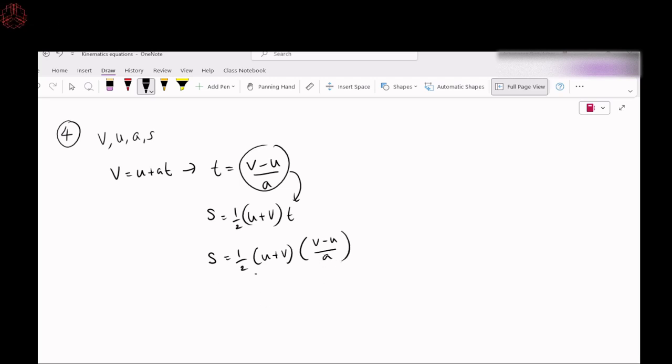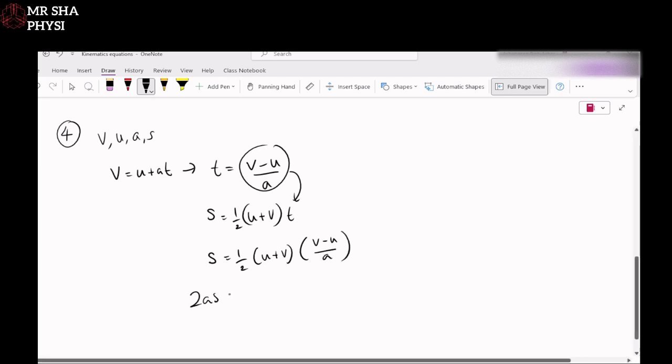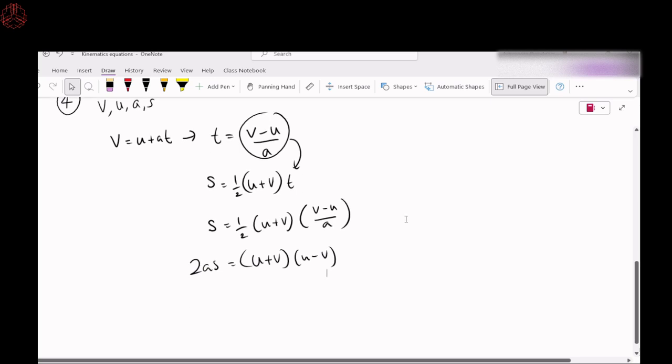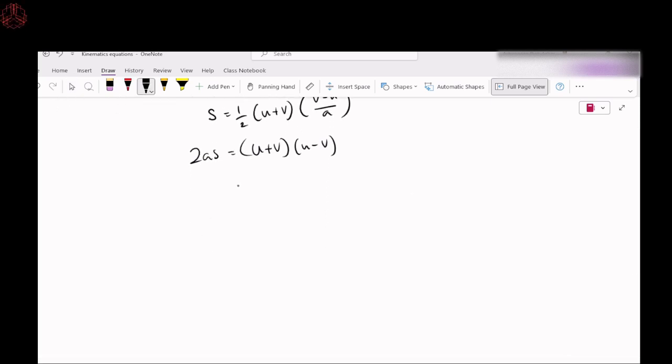So I'm going to have 2as equals u plus v times v minus u. Those who are a bit more keen on mathematics will notice that this is equal to v squared minus u squared. So 2as equals v squared minus u squared. If I rearrange that, I'll have, again an equation that you need, v squared equals u squared plus 2as.